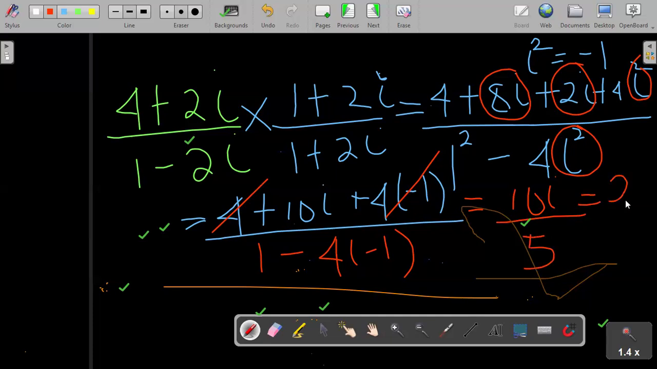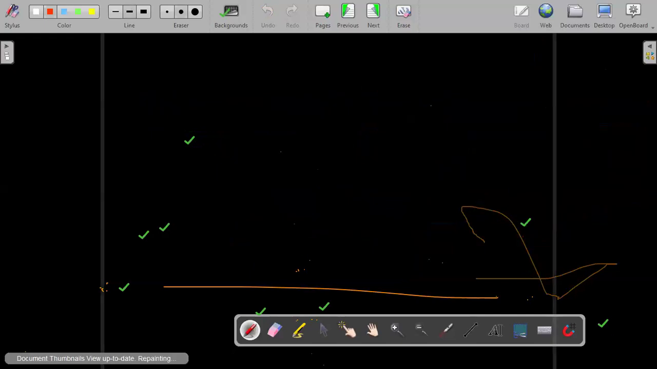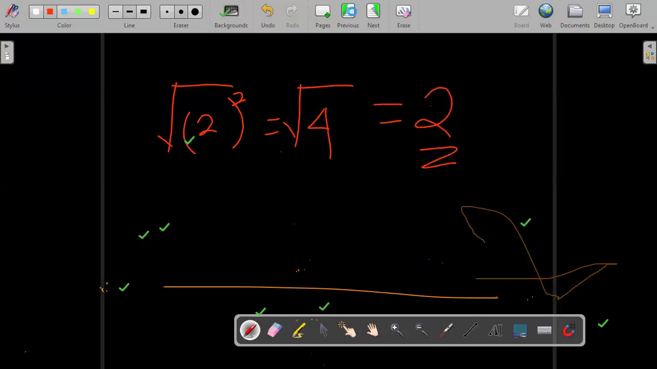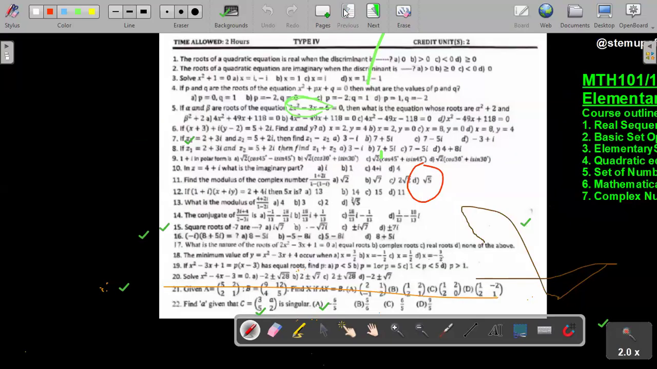That will give us 2i. So we are looking for the absolute value, or the modulus, of 2i. That will just give us the square root of 2 all squared, which is the square root of 4. Our result is 2. So let's see which of the options that is, which is option C. Our result is 2.